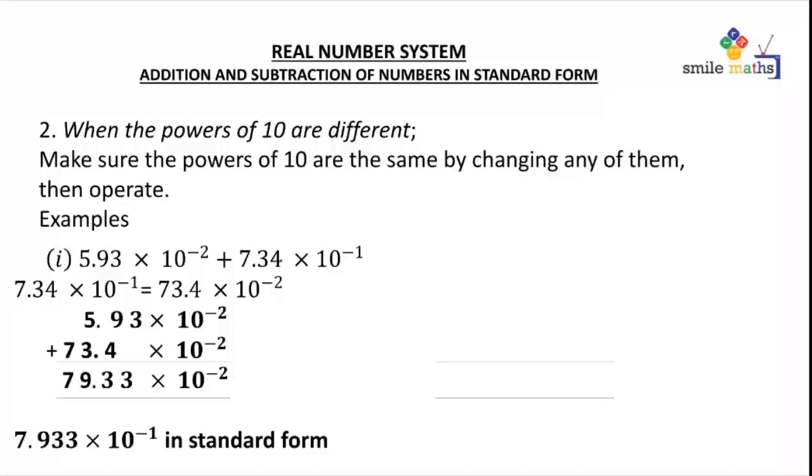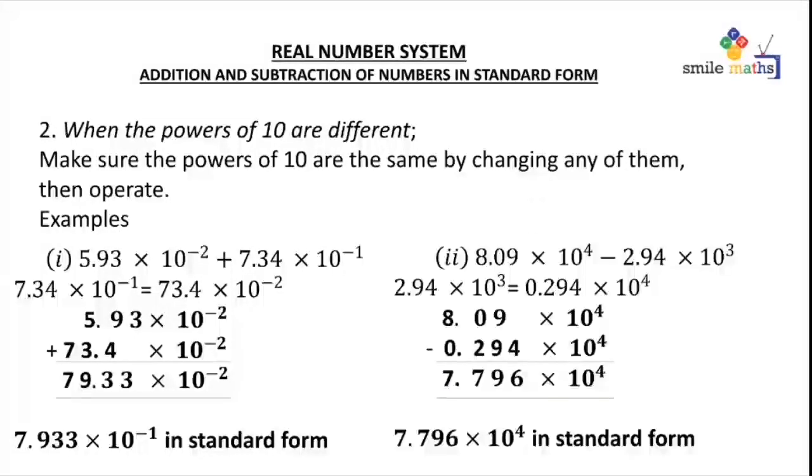Then changing this back to standard form, the point is going to move from right to left, which is once. So when it moves in that position, our standard form becomes 7.933 times 10 to the power negative 1. We got negative 1 because it's going to be 10 to the power negative 2 plus 1. And negative 2 plus 1 gives us negative 1.